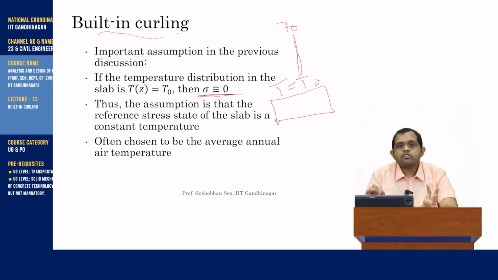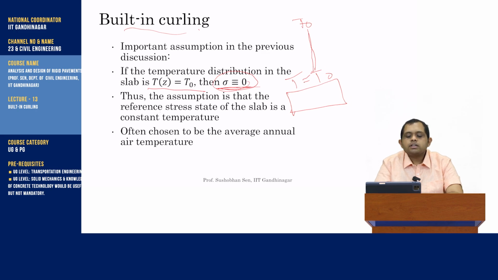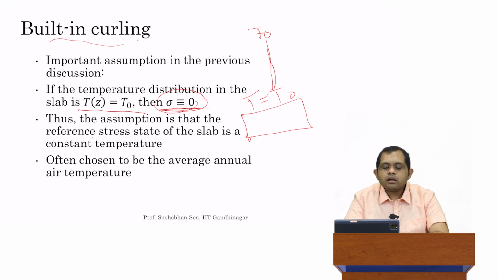So my zero stress or my reference configuration is simply when my pavement has a temperature profile which is equal to a constant temperature, and that constant temperature is the reference temperature. So when T of Z is equal to T naught, then by definition we say that sigma is equal to zero. That's what we call the reference condition. Thus, in doing all our calculations for stresses, whether it's curling stress or eigenstress, we assume that the reference stress state is a constant temperature.